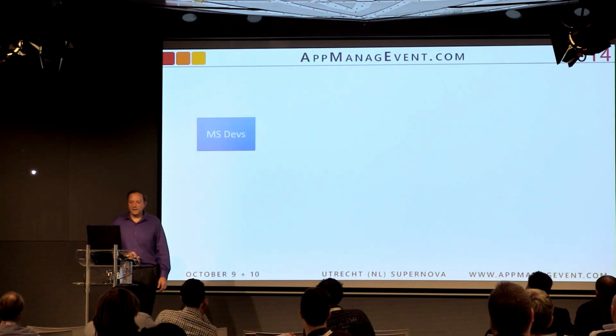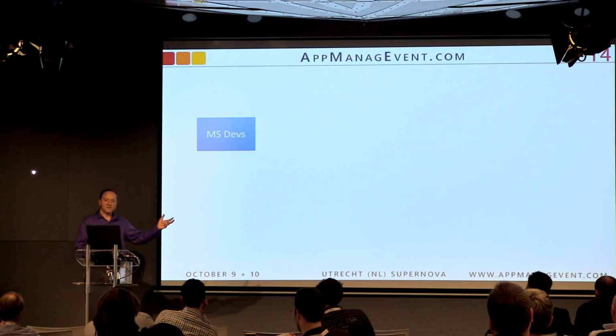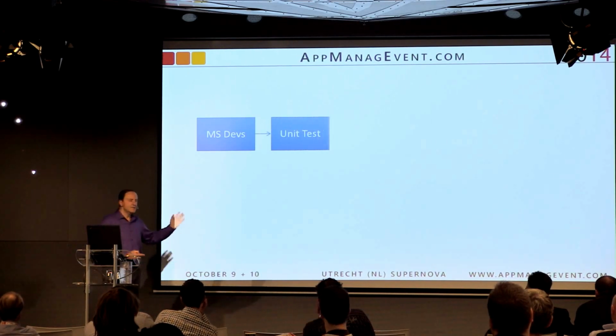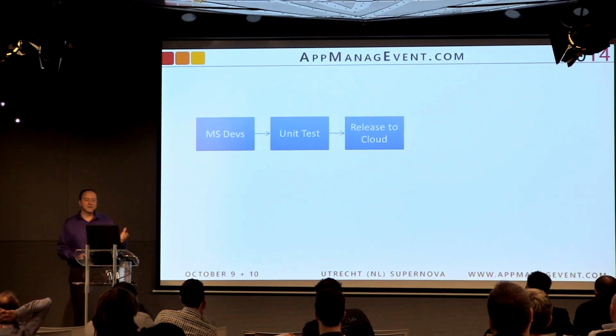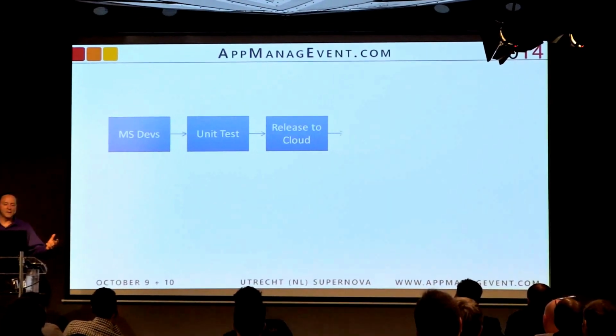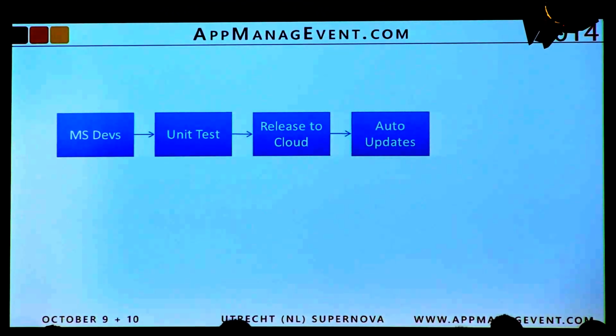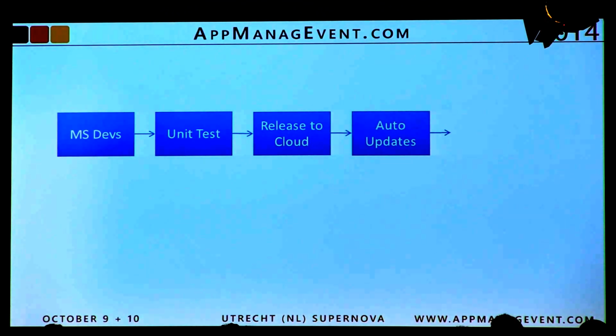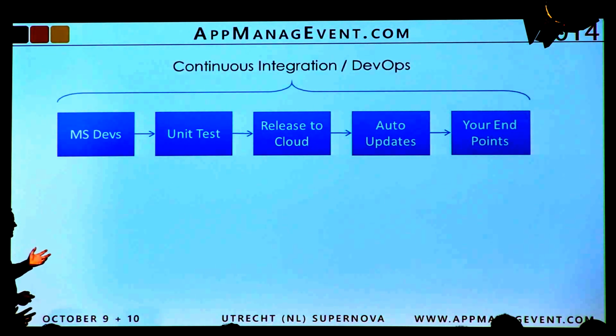Let's talk about how Microsoft envisions Office click-to-run working in your environment. They envision that their developers create Office, update it, do their unit tests, and they release it to their cloud. And then you use auto updates to push that to your endpoints. Commonly known as continuous integration, and DevOps is the piece of that that makes sure the ops go well.